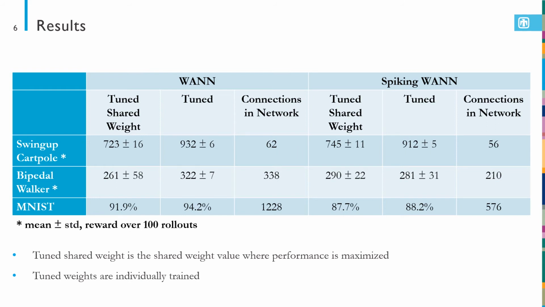I found that the tuned shared weight topologies perform better on the control tasks compared to the spiking WAN. However, the fine-tuned weights perform slightly worse. We believe this is caused by the smaller network sizes found in the spiking WANs.